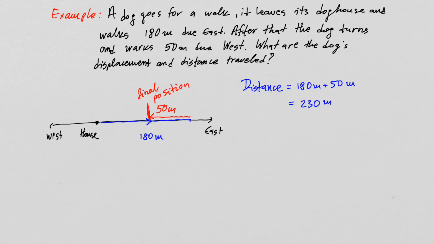The displacement, however, is different. That will be the difference or the straight line distance between the initial and final positions. So this is the initial position of the motion. That's the dog house. The final position is right here, 50 meters from where the dog turned around. And so the straight line distance is the distance from here to here. How much is that? Well, this is 180 meters minus 50 meters, or that is equal to 130 meters. So the distance traveled by the dog was 230 meters, but the displacement only 130 meters.